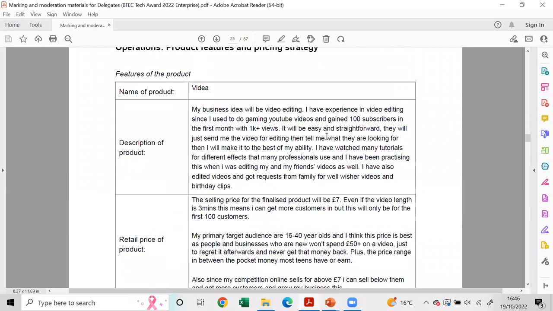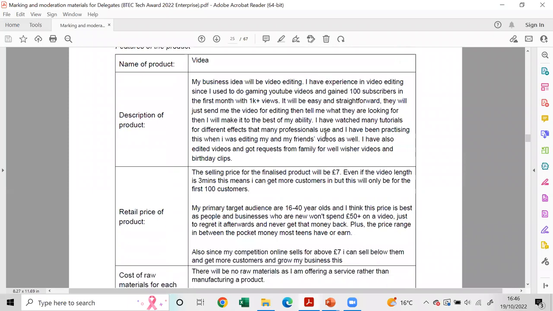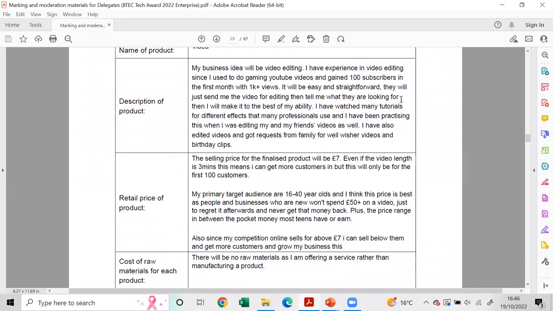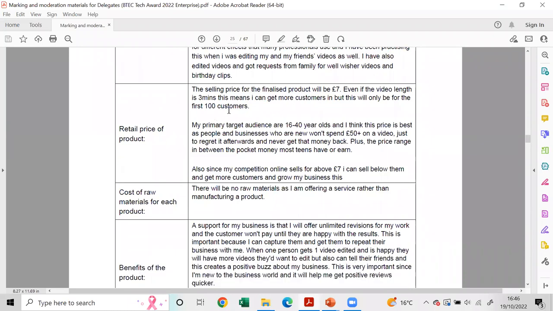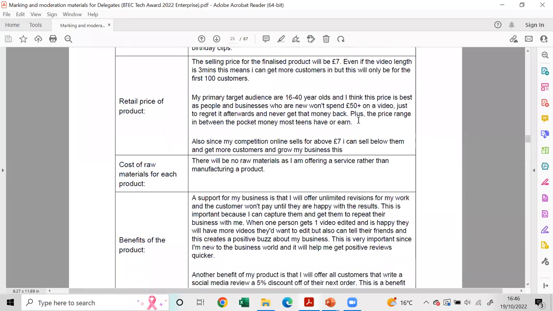Then they've gone on to product features and pricing strategy, what their idea will be again, you know, how many subscribers they've already got, how many views they've already got. They've thought about the selling price. They've said it's going to be £7 because even with the video length, it will only be for their first 100 customers. They've again thought about the target.